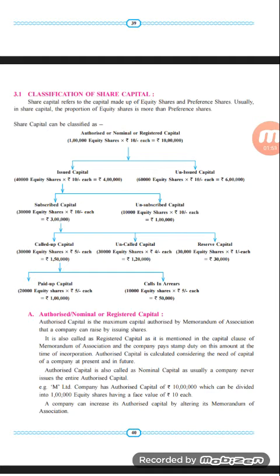First one is authorized or nominal or registered capital. Authorized, nominal or registered capital is the capital which has been mentioned in the articles of association as well as in the memorandum of association of the company. Normally authorized share capital is mentioned in the memorandum of association, and accordingly the rules and regulations are given in the articles of association. When you learn in accounts also, you call this capital authorized capital.